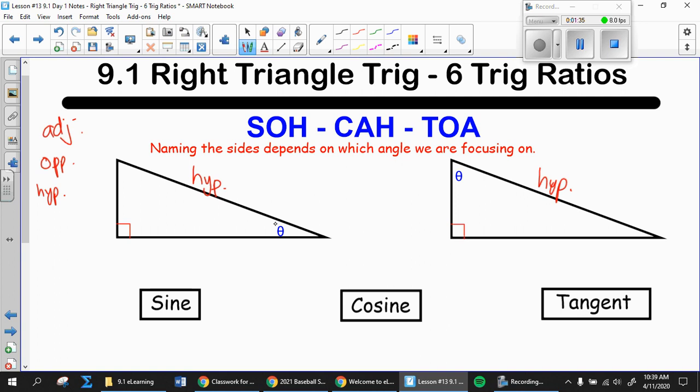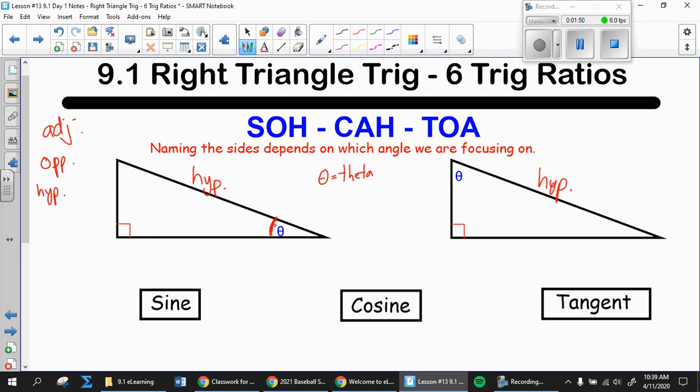So in this case here, this is the angle that we're looking at. This is our theta. Okay, this term here is theta. That's just used to represent a missing angle. Just like x represents a missing side, theta represents a missing angle.